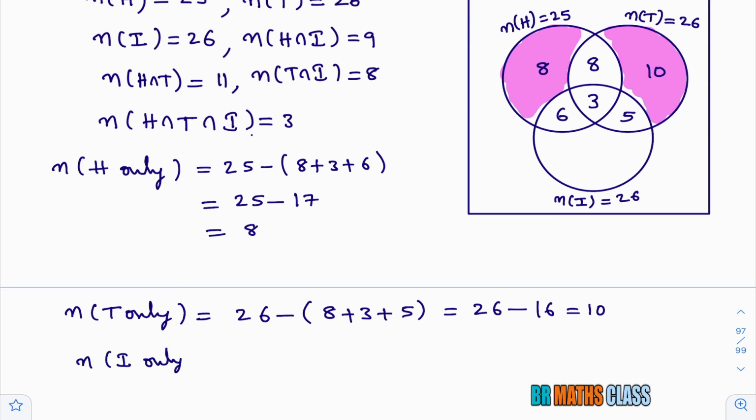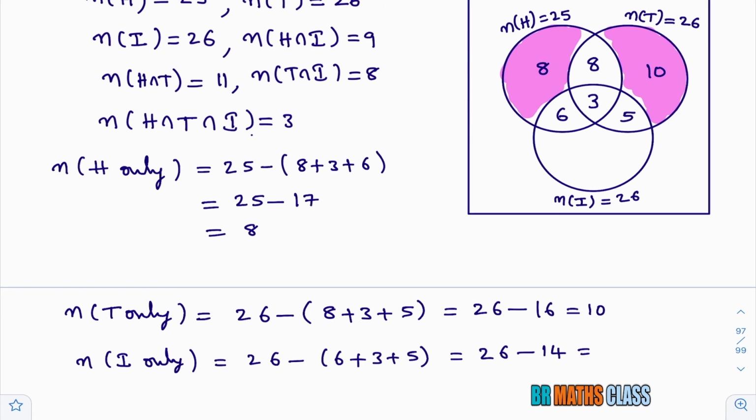Now the number of people who read I only. So here you see this full they have given as 26 in the question. From 26 I'll remove these things, 26 minus of 6 plus 3 plus 5, that equals 26 minus, 6 plus 3 is 9, 9 plus 5 is 14.